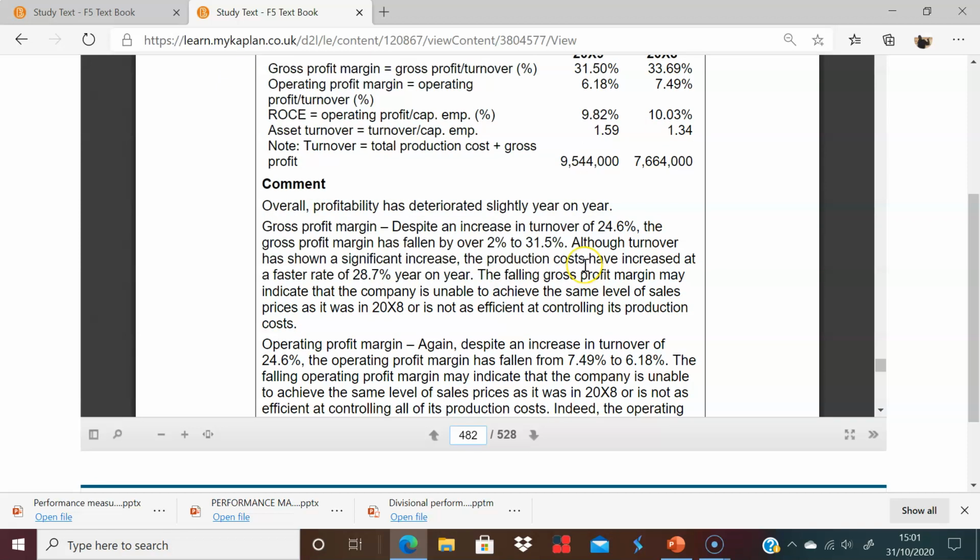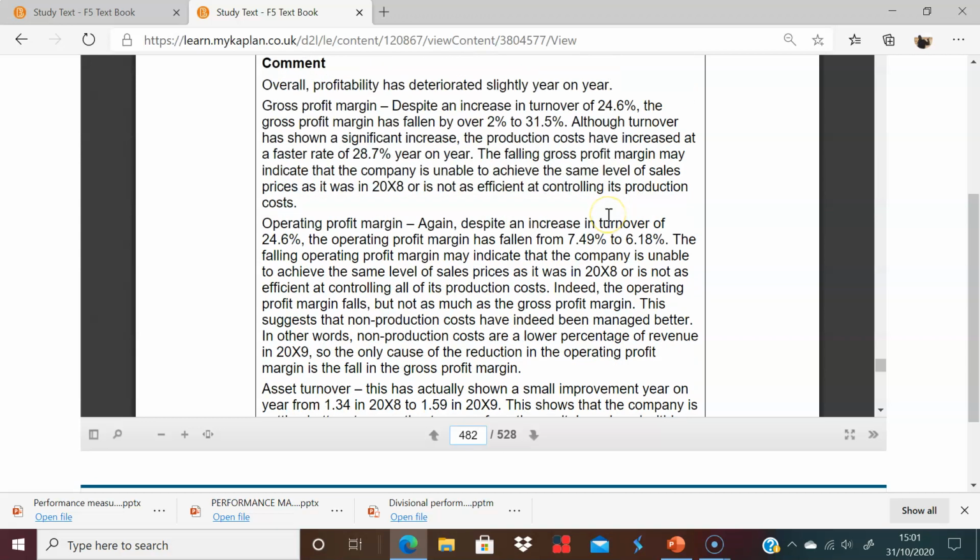The fall in gross profit margin may indicate a number of things. The key point is that you weren't able to sell as much, or you weren't efficient in controlling your production costs, which we talked about when we played around with the arrows on the revenue and the costs. Operating margin. So again, the focus here becomes one of looking at operational costs. Again, despite an increase in turnover, operating margin has fallen from 7.4 to 6.18.